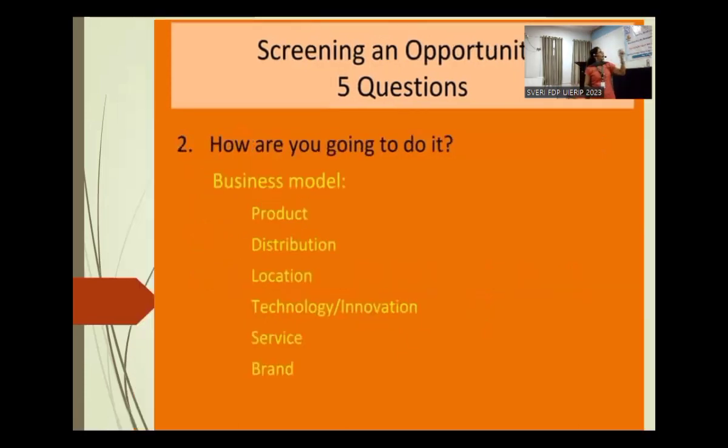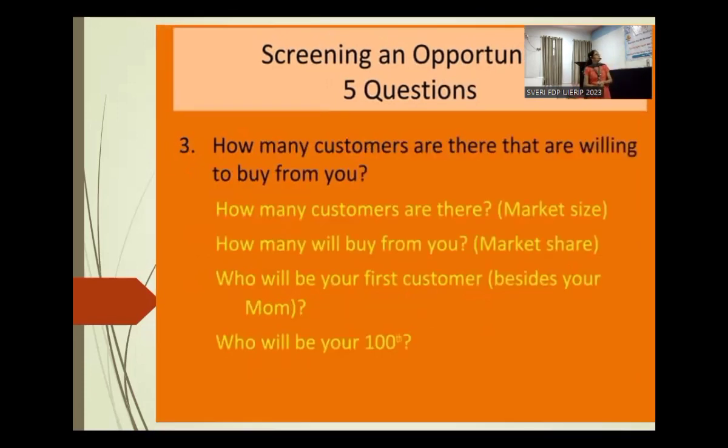Next, how are you going to do it? The first question was what, the second is how you are going to do it, in that business model which Girish sir has explained. That is product, distribution, location, technology innovation, service and brand. So from the business point of view, you have to think about that. That part is already discussed for 1.5 hours as the business model. Next question, how many customers are there that are willing to buy from you?